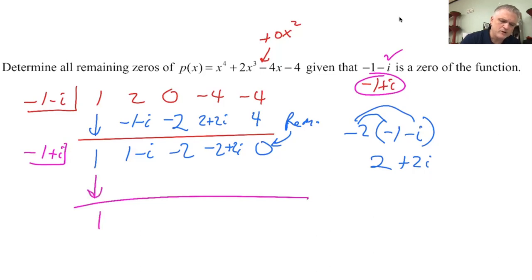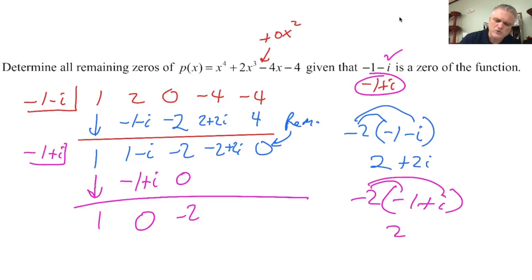Okay. Bring the 1 down. Multiply anything by 1, we're just going to have the same old thing. So -1 plus i times 1 is -1 plus i. Let's add the column. 1 plus -1, those are like terms, that's 0. Negative i plus positive i, like terms, it's 0. Cool. 0 times anything is going to give me 0. -2 plus 0 is -2. And now if I multiply -2 times -1 plus i, again the distributive property, I got +2 minus 2i. Add the like terms. -2 plus 2 cancels to 0. Plus 2i minus 2i cancels to 0. So there is my remainder.